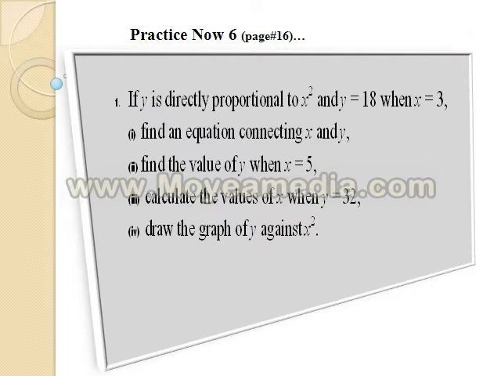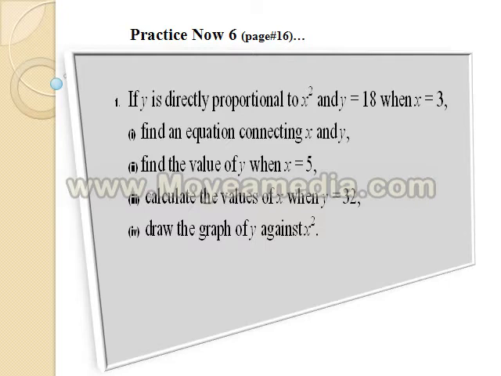In today's lecture, we are going to practice in your book 2 on page 16, and it has 4 parts. The question says that if y is directly proportional to x squared, and a pair of values is also given, y is 18 when x is 3.